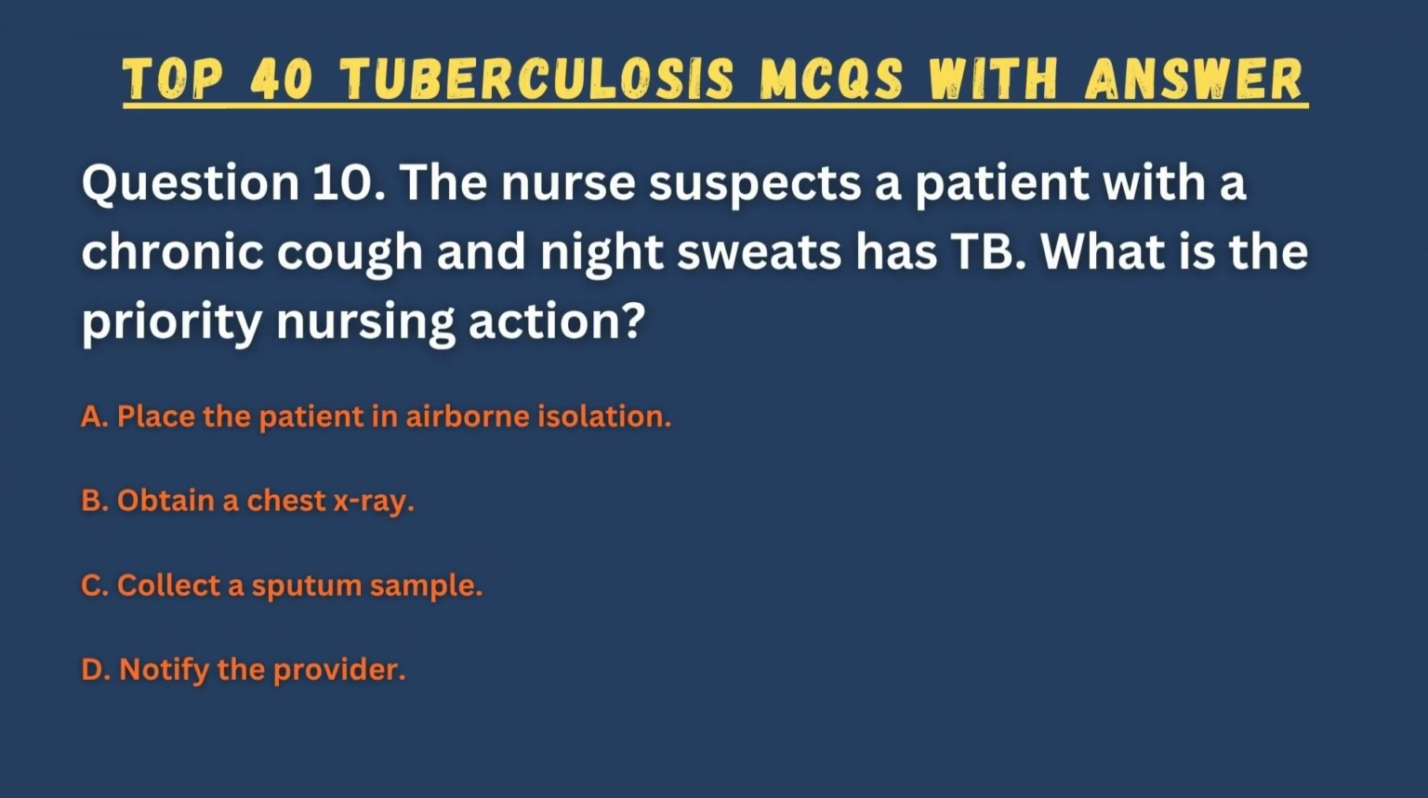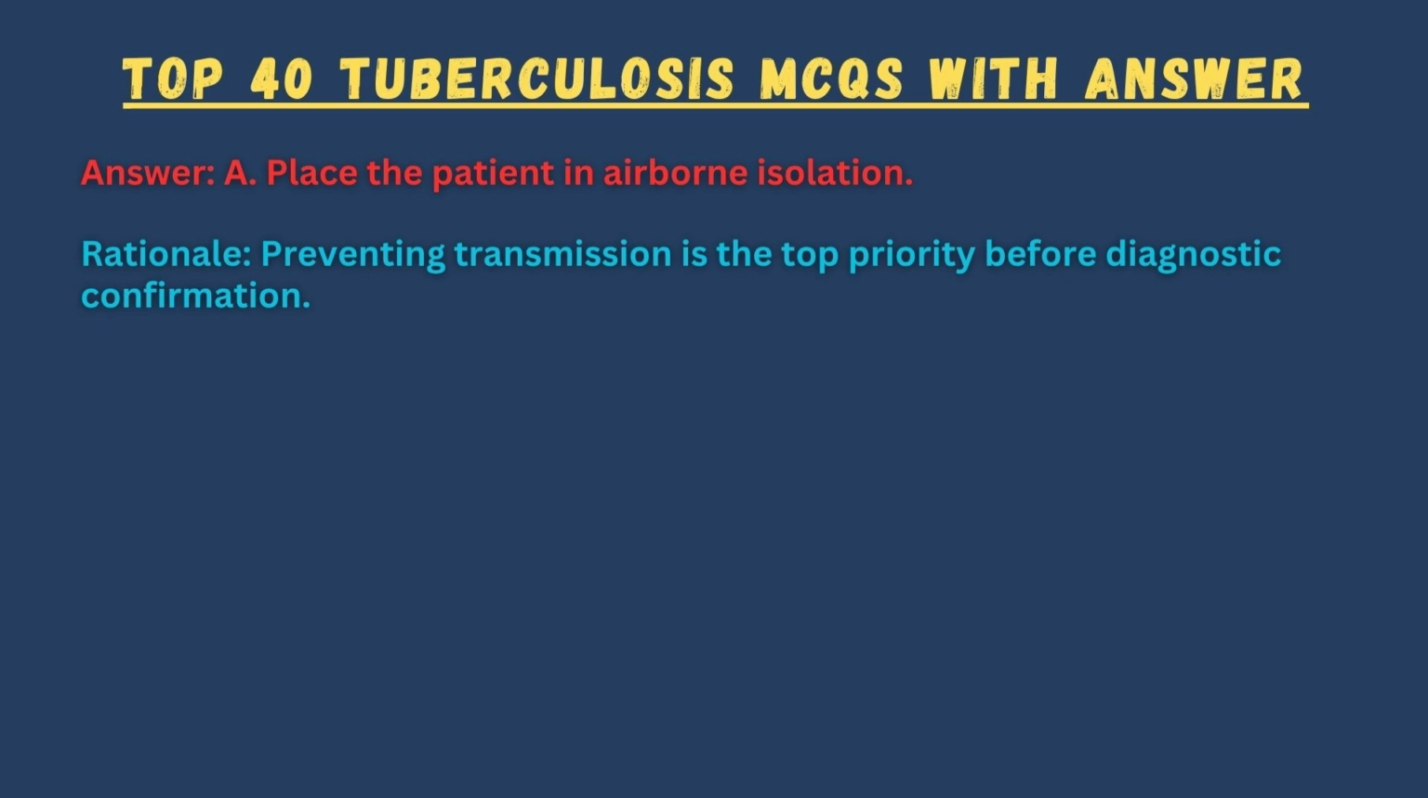Question 10. The nurse suspects a patient with a chronic cough and night sweats has TB. What is the priority nursing action? A. Place the patient in airborne isolation. B. Obtain a chest X-ray. C. Collect a sputum sample. D. Notify the provider. Answer: A.